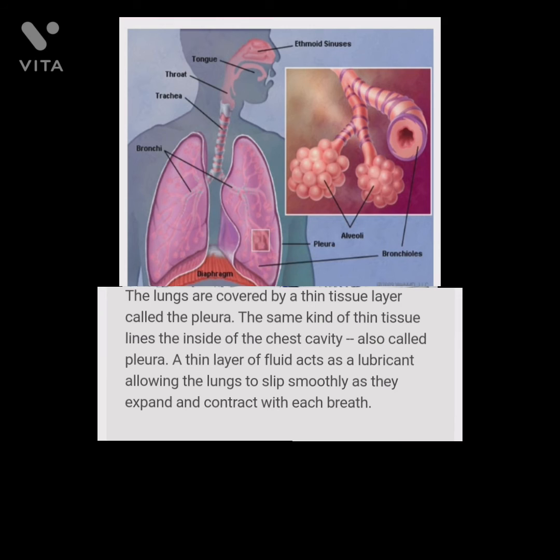Next, a thin layer of fluid acts as a lubricant, allowing the lungs to slip smoothly as they expand and contract with each breath. Students, as we inhale and exhale, the movement of our lungs is facilitated by this thin layer of fluid acting as a lubricant. It allows the lungs to slip smoothly as they expand, between the lungs and our rib cage. There is a thin fluid, right?